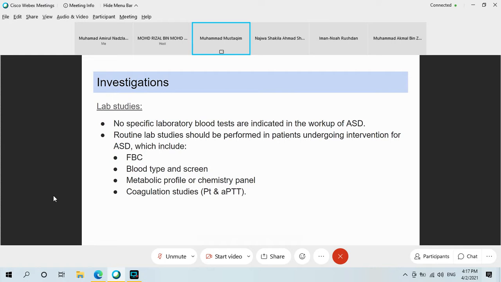So this is investigation. First, the lab study is not specific, just because the person may have certain symptoms. So they may do a full blood count, blood group and screen, metabolic profile, chemistry panel, and coagulation study, PT and APTT. This is because Eisenmenger syndrome may also cause coagulation problems. Next.